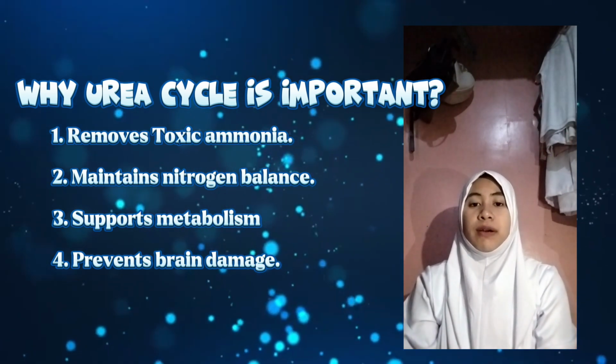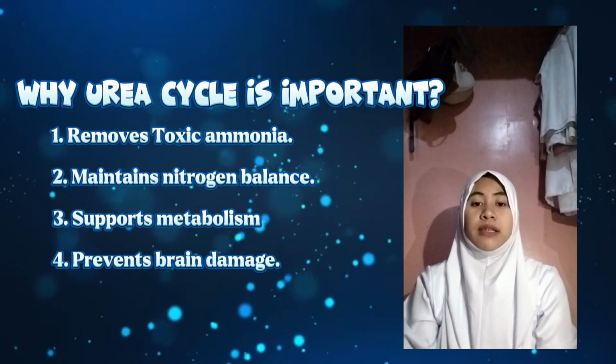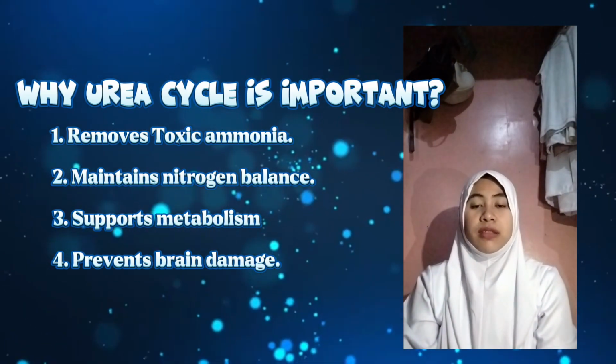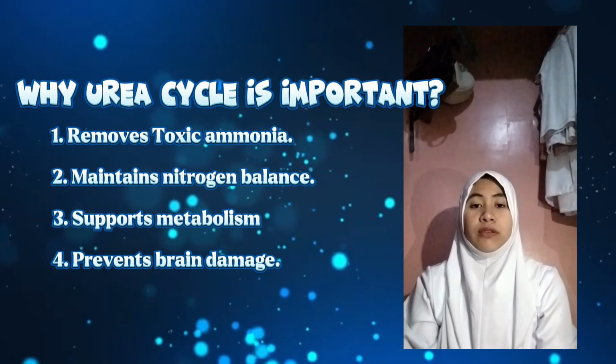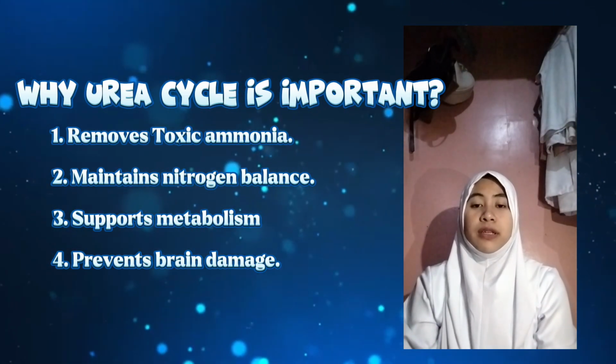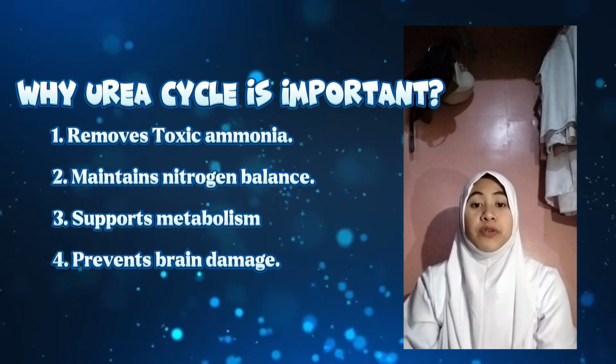When proteins and amino acids are broken down, they release ammonia, which is highly toxic if it builds up in the blood. To prevent this, the liver uses the urea cycle to convert ammonia into urea, a safer compound that can be transported in the blood to the kidneys and excreted through urine.